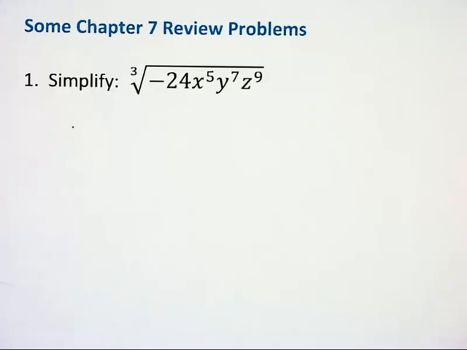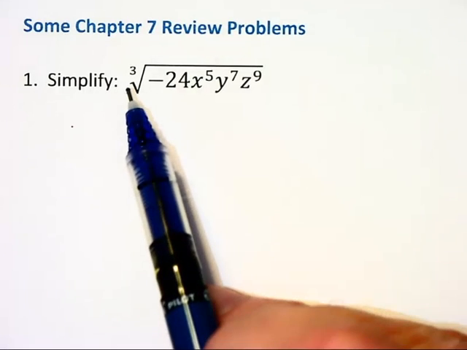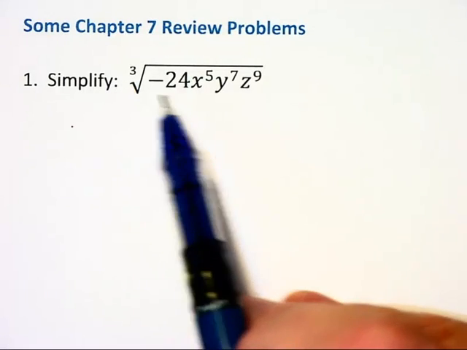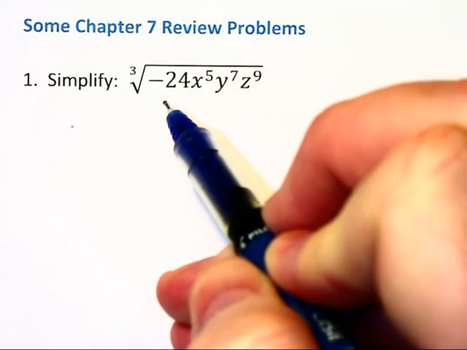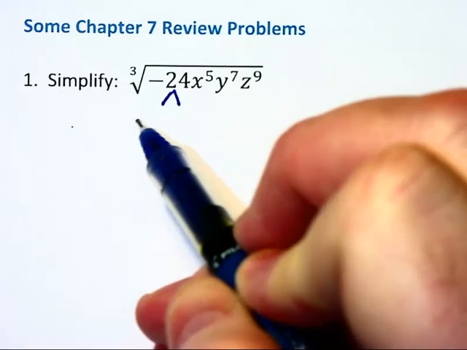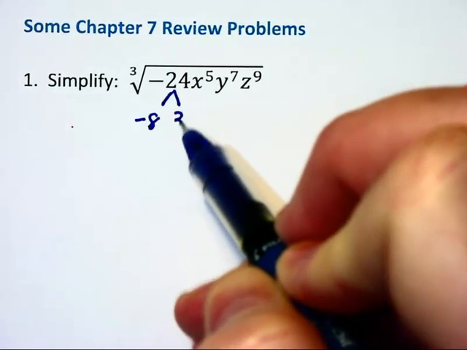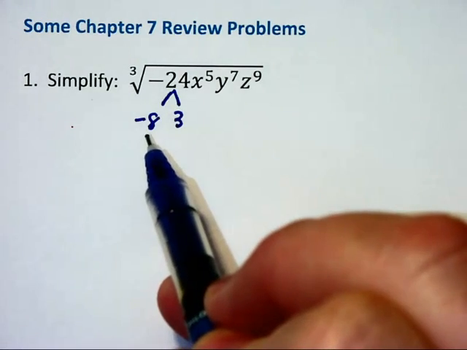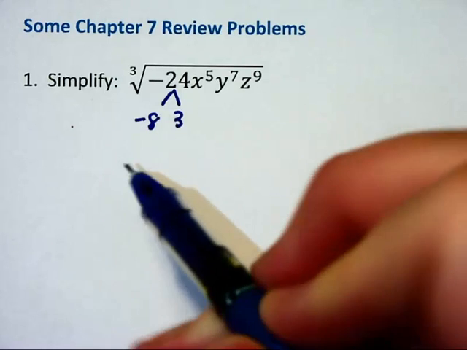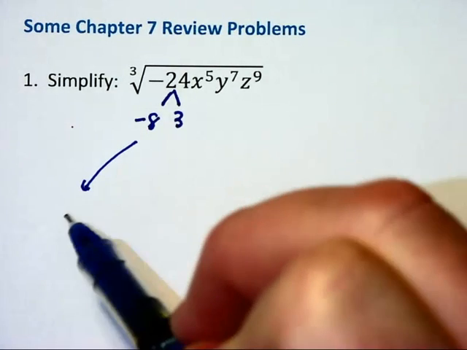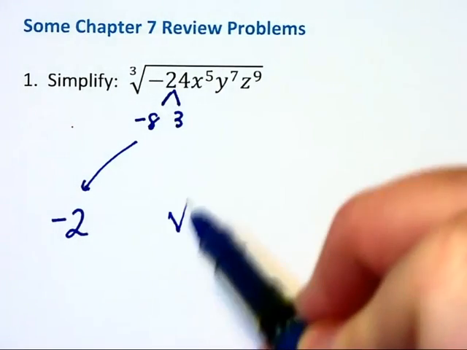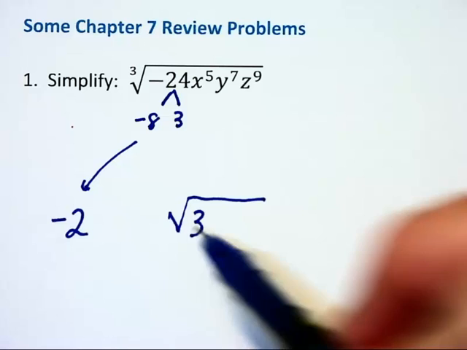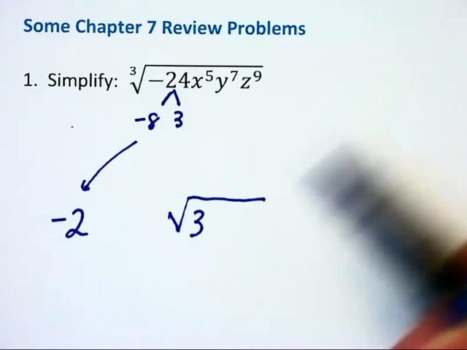Let's review some key problems in our radical chapter. First off, we're simplifying a cube root, which means I need to find cubes inside of this radical. Negative 24 can be broken down into negative 8 times 3, and negative 8 is a perfect cube. It's the perfect cube of negative 2. So that tells me I will have a negative 2 outside of my radical in my answer, and that I will have a 3 left inside my cube root.